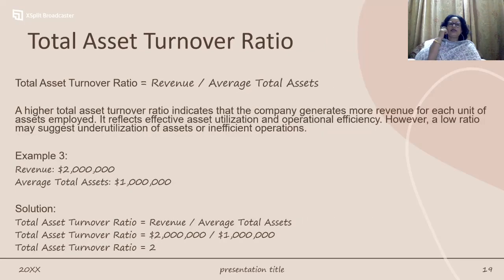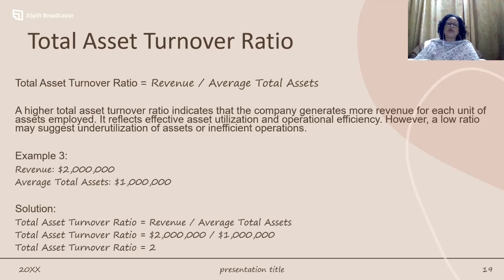Okay. Next is the total asset turnover ratio. Total asset turnover ratio equals revenue by average total asset. A higher total asset turnover ratio indicates that the company generates more revenue for each unit of asset employed. It reflects effective asset utilization and operational efficiency. However, a low ratio may suggest underutilization of the assets or inefficient operation.